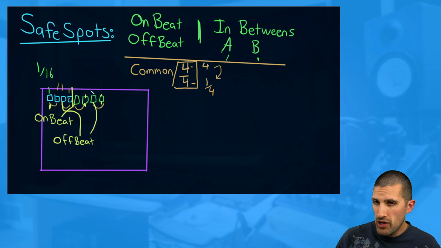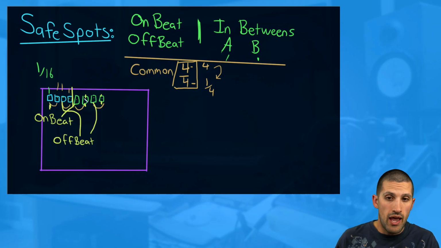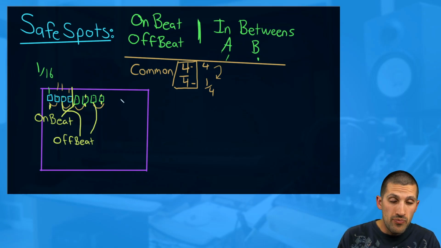And that's just kind of my concept behind safe spots. I've written a book on this on Amazon, but I'll just repeat this one more time, okay? So this is your step sequencer inside of FL Studio. You have your on beat, you have your off beat, you have your A and your B. And again, it just repeats for every single beat. So on beat, off beat, A, B. And these are all the 16th, okay? They're all 16th notes.